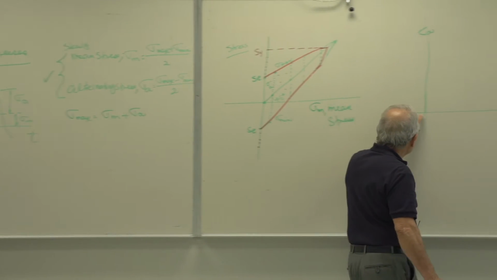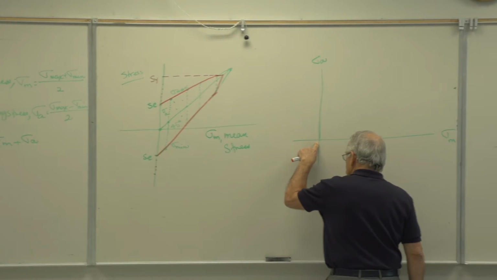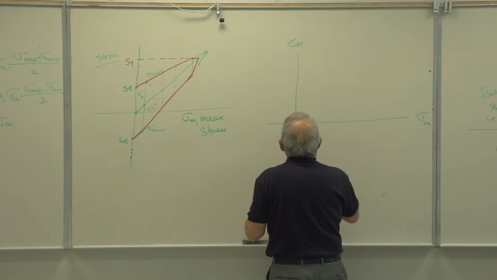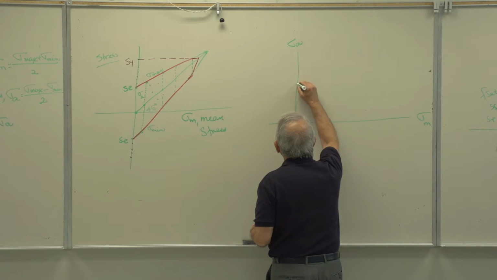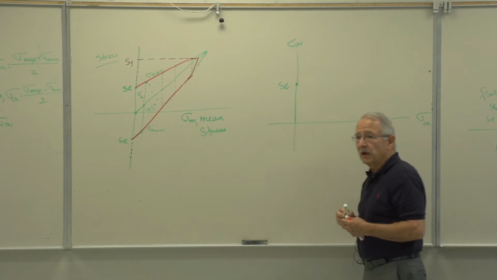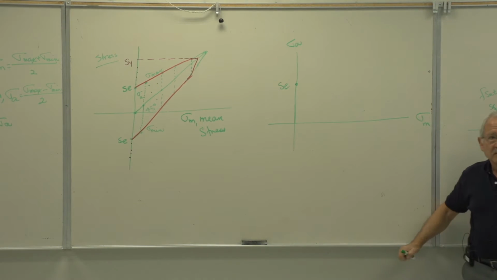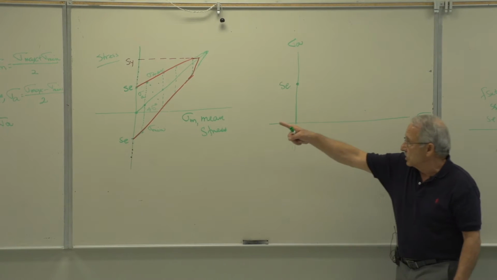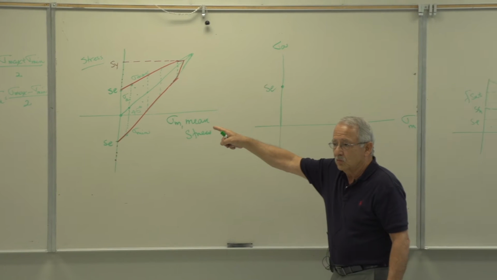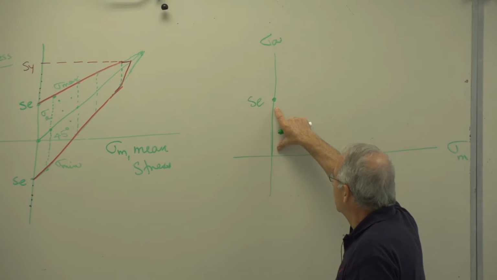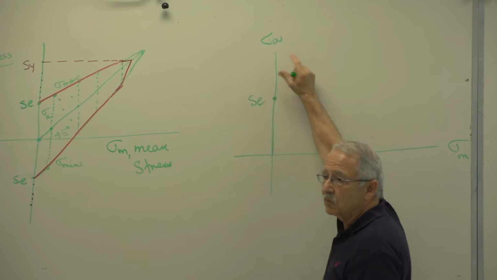So, if sigma m is 0, no mean stress, completely reversed, then I can load this up to SE, right? And still have infinite life. Once again, this part is exactly the same as that. No change. Points fall over here, we have infinite life. Points fall there, no infinite life.